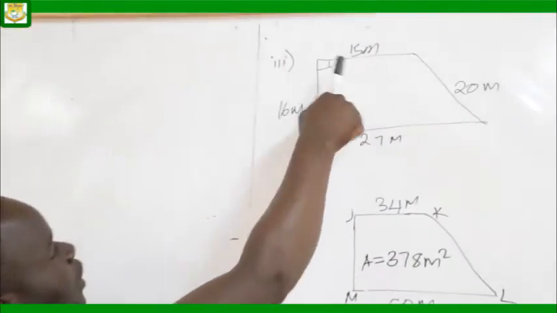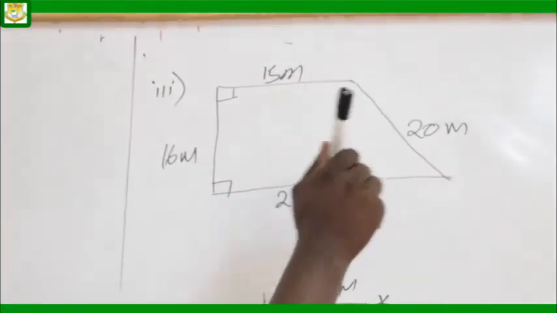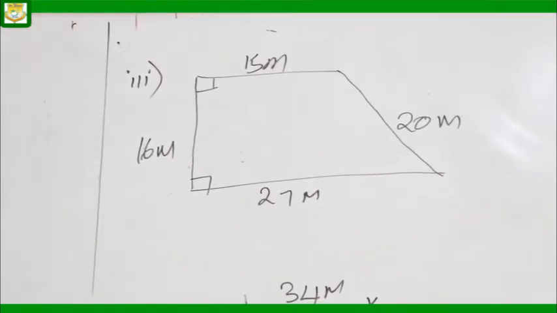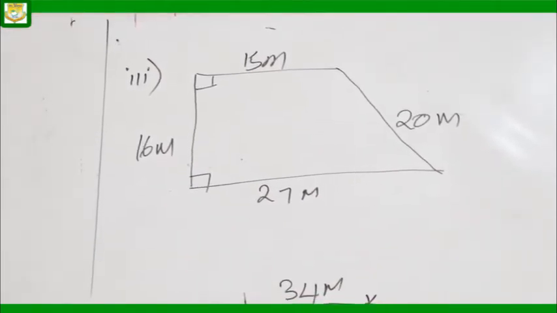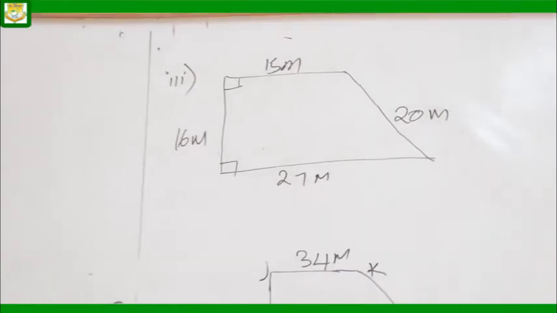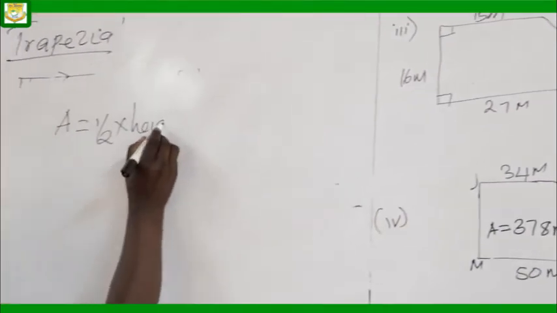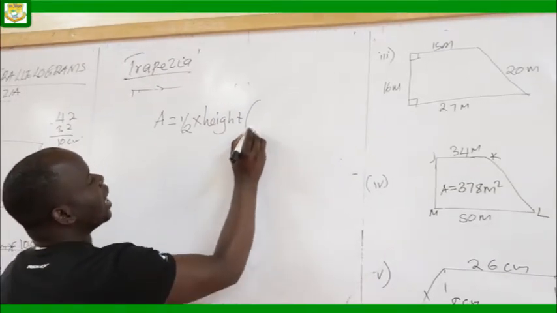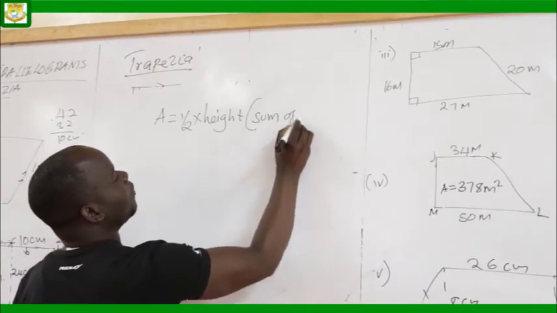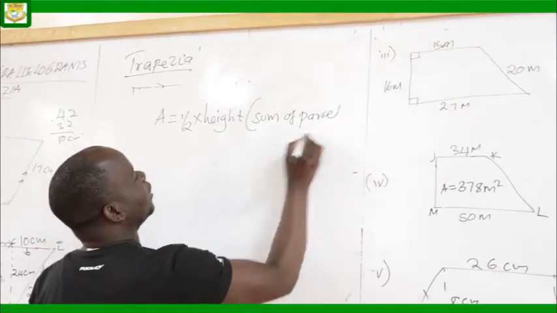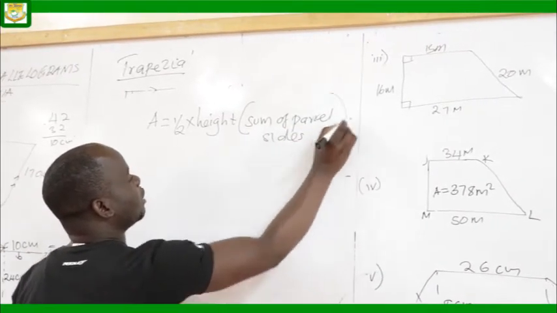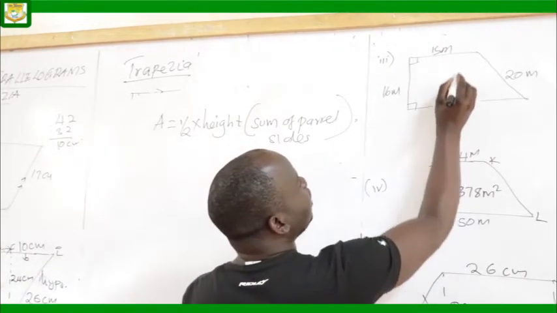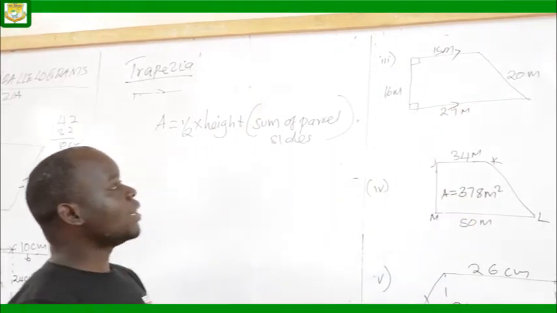Right angle trapezium, with sides 15, 27, 20, and 16. The area of a trapezium is given by a half times height, into bracket, the sum of parallel sides. Remember, when you talk about parallel sides, you are talking about the two parallel sides, this one, the short one and the longest one.